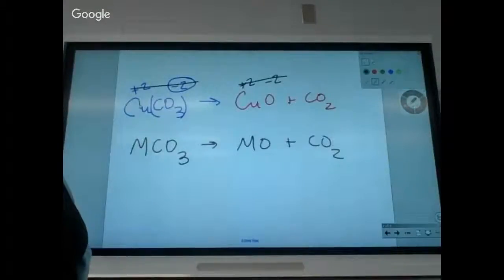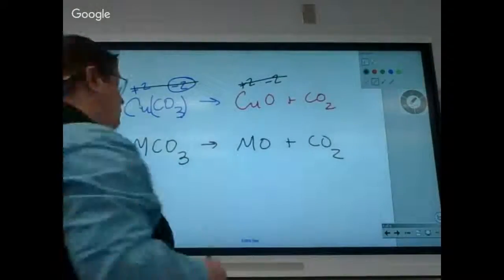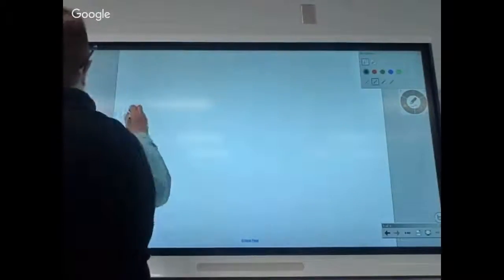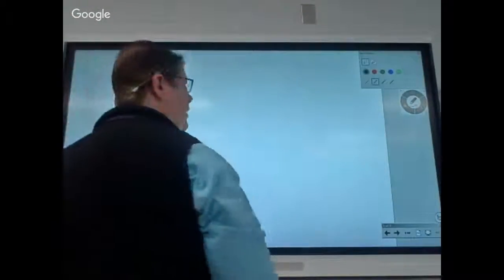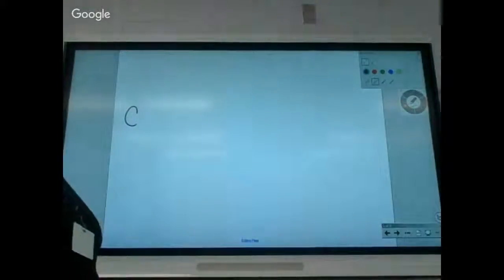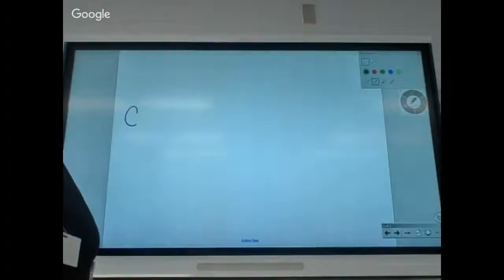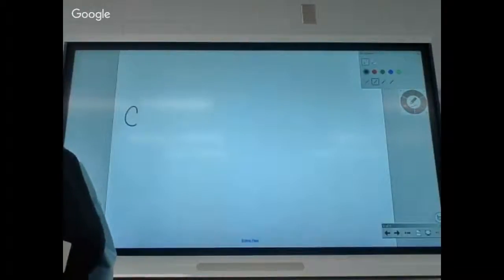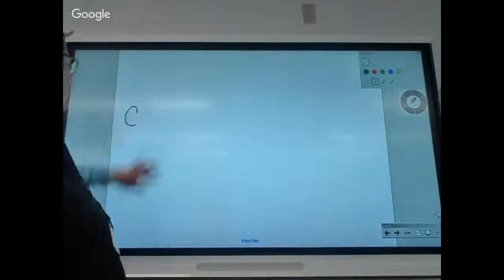One more. Choose wisely. Tell me what it says. CaCO3. It's the same equation, isn't it? Didn't we do CuCO3? Oh, no. Okay, well, I'll go behind the board that you just went through.